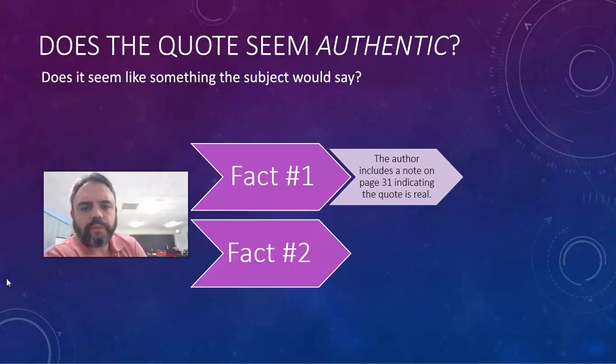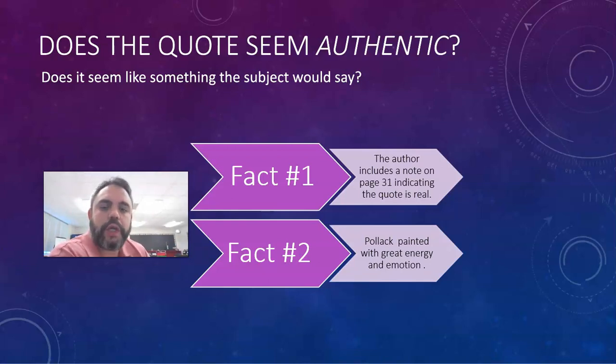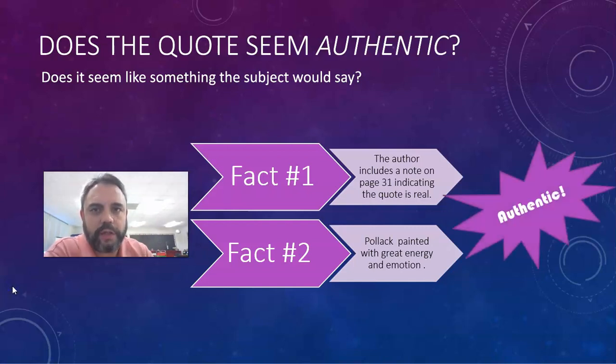Fact number two: Pollock painted with great energy and motion. Throughout our Action Jackson book, the author describes Jackson Pollock as painting with this great feeling and energy that he would almost seem to dance around the canvas as he painted. And then there's a passage in the book that says there were times where he would finish painting and be dripping with sweat and exhausted from the energy that he used to paint that. So we know those are facts. So if I have a couple of facts, I think that this is authentic.